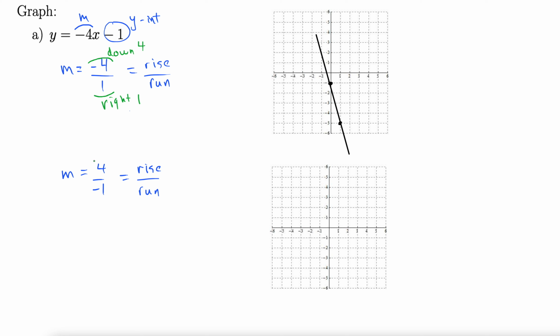But now the rise is up 4, and the run is 1 to the left. Left 1. Okay, because it's negative, it goes to the left. This 4 is positive, so it goes up. All right. We start with the same y-intercept. That hasn't changed. So we started at negative 1, and now we're going to go up 4, 1, 2, 3, 4, and 1 to the left.